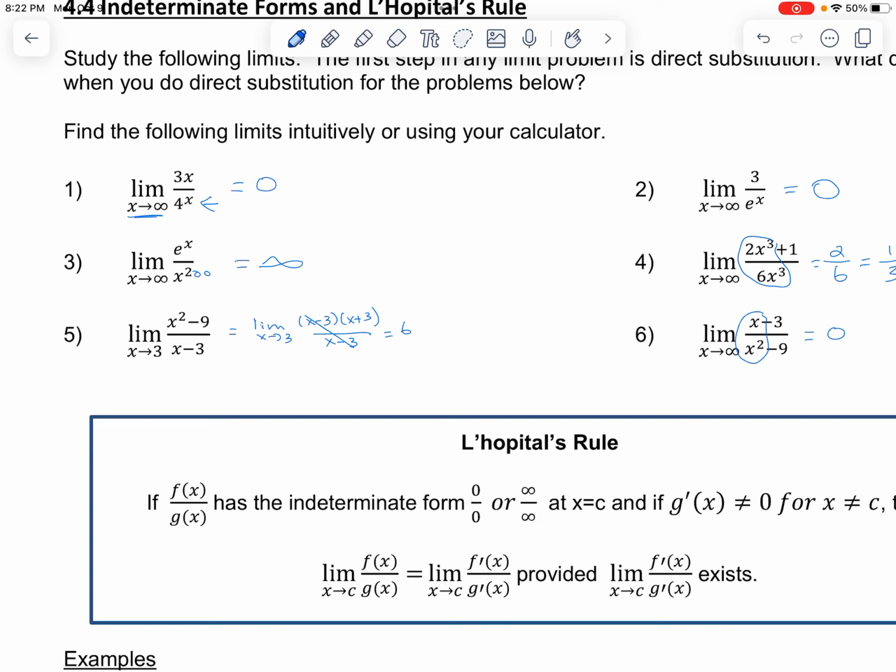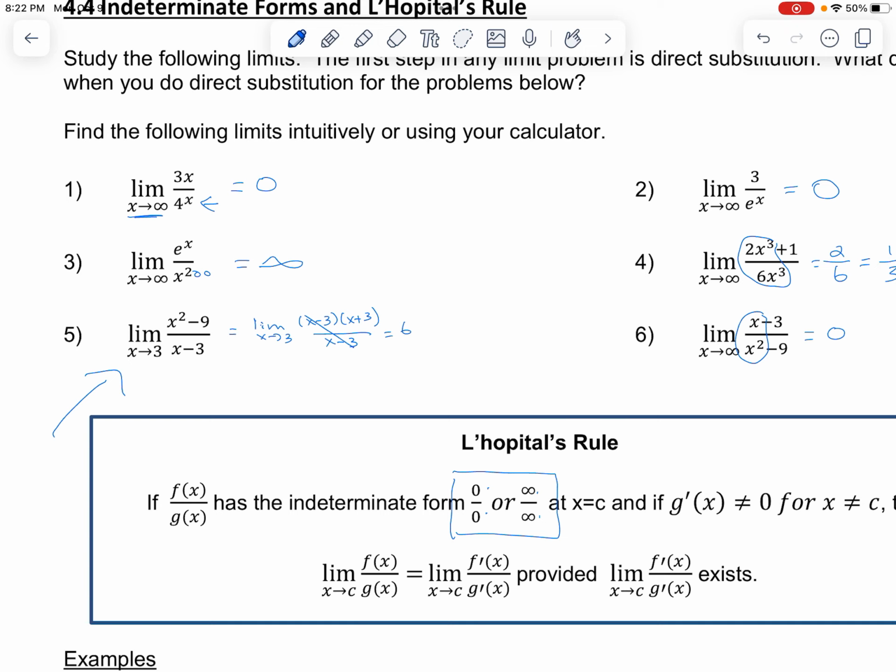We're going to learn another way to do all these limit problems, okay? And it's called L'Hopital's rule. And this is going to help us for problems where when you do a direct substitution, you end up with 0 over 0 or infinity over infinity. Those are called indeterminate forms because we don't really know what that is. So that's when we have to do something else, like on number 5. I ended up with 0 over 0 when I did a direct substitution. So that's why I had to factor it.